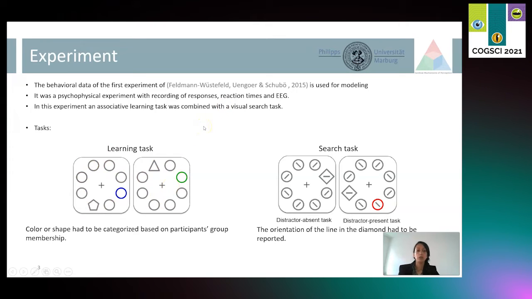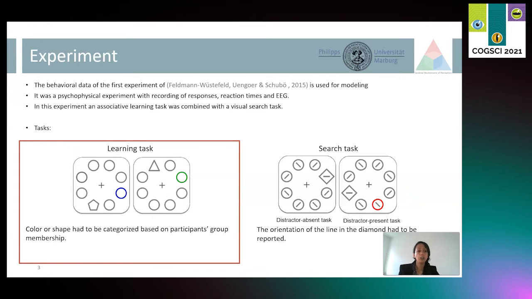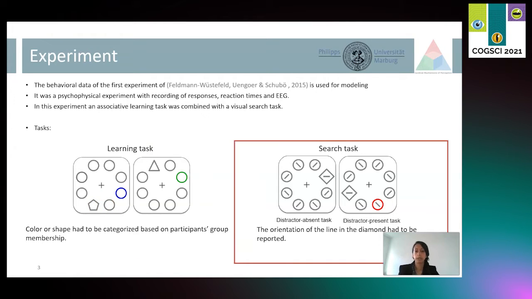The experiment has two types of tasks, learning and search. In learning tasks, color or shape had to be categorized based on participants' group membership. In search tasks, the orientation of the line in the diamond had to be reported. In half of the trials, there is a red distractor available.